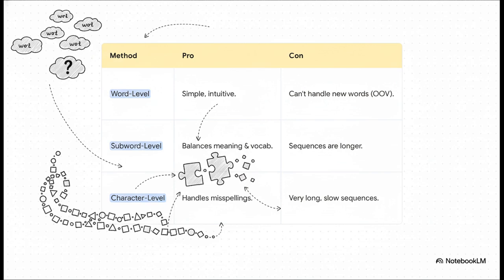As you can see here, there are different ways to go about it, and each one has its own trade-offs. You could break it down word by word, which is simple, but what do you do with new words the model's never seen? Or you could go letter by letter, which is great for catching typos, but it makes the text sequences incredibly long and slow to process. And that's why most modern AIs use this clever in-between approach called subword tokenization. It's the best of both worlds.